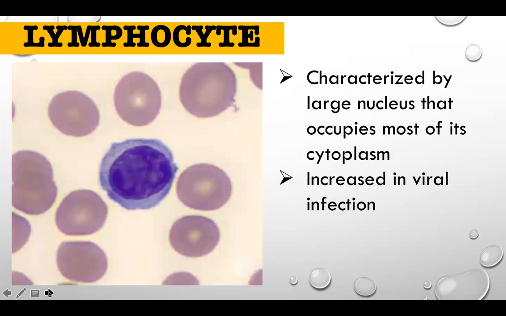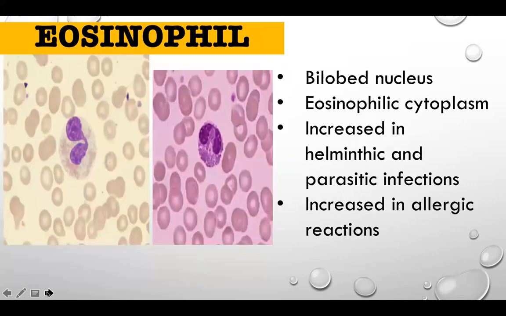Next is the lymphocyte. This is the second most abundant white blood cell found in the circulation. It is characterized by having a large nucleus that occupies most of its cytoplasm. It is increased in viral and chronic infection. Eosinophil, on the other hand, is described as having a bilobed nucleus with eosinophilic cytoplasm. It is increased in helminthic and parasitic infection. Not only that, it is also increased in allergic reactions as well.